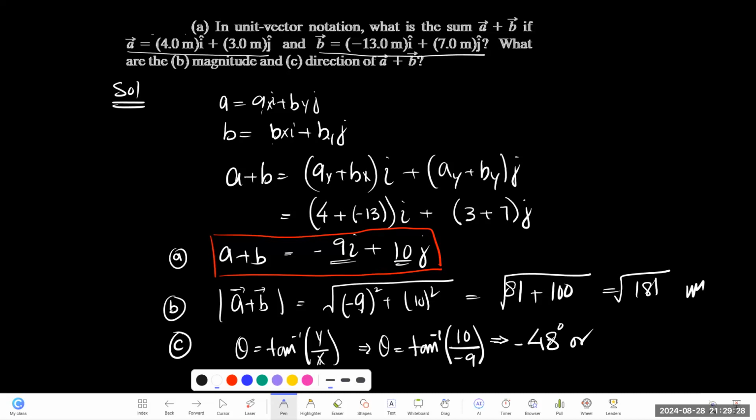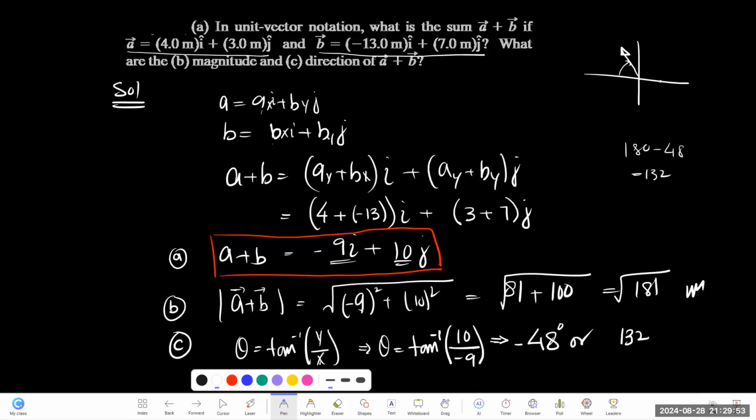The answer is minus 48 degrees, or you can say 132 degrees. How does that come up? I'm going to take 180 degrees minus 48, which gives the answer 132. So what does that mean? If I have a vector like this, I'm going to draw it here. You can measure this angle, which is minus, that's why I came up with a minus sign.